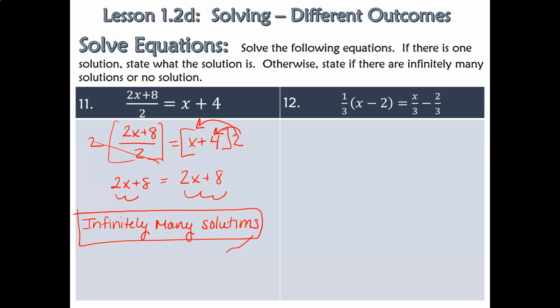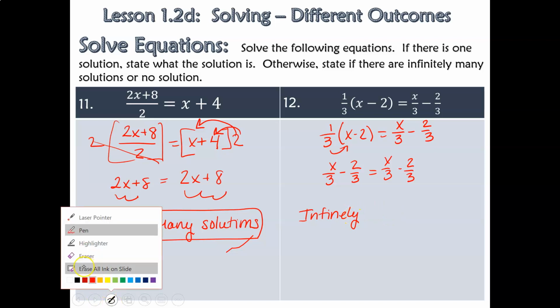Okay, so let's take 1/3 quantity x minus 2 and set it equal to x over 3 minus 2/3. If I distribute this, you have to be really careful where you put the x. I have x over 3 minus 2/3 equals x over 3 minus 2/3. And again, same thing on either side of the equal sign is going to lead to an answer of infinitely many solutions.